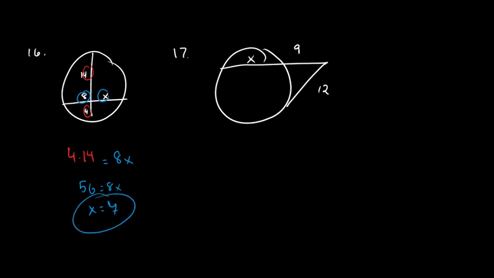Okay, and number 17, I would have to remember that I take the outside piece multiplied by the entire secant is going to equal the tangent squared. So 9 times the entire secant, which is 9 plus x, will equal 12 squared, the tangent squared. So I have 144 is equal to 81 plus 9x, and this is a two-step equation, so you take 144 minus 81, 9x equals 63, and x equals 7.